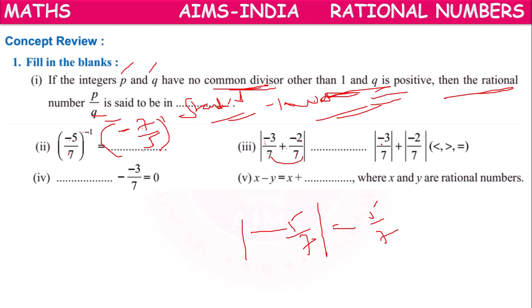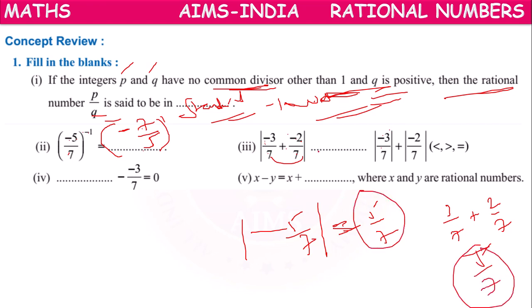Next, modulus of minus 3 by 7. So this is 5 by 7. Modulus of minus 3 by 7 equals 3 by 7. Modulus of minus 2 by 7 equals 2 by 7, whose sum is equal to 5 by 7. So left side 5 by 7, right side 5 by 7, both of them are equal.